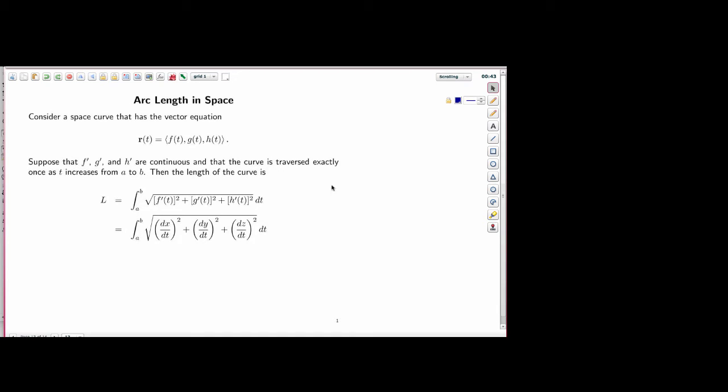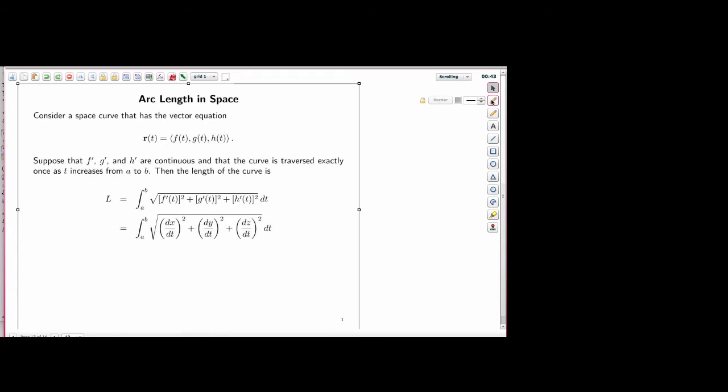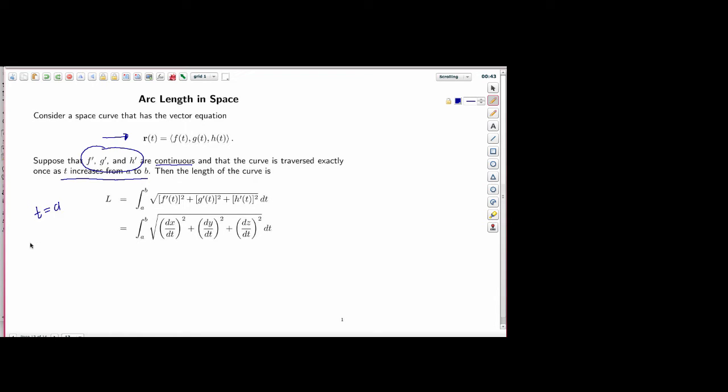In this lesson, we're going to study arc length of space curves. So suppose we have a space curve with vector equation r of t equals f of t, g of t, h of t. And let's suppose that our derivative functions, f prime, g prime, h prime, are continuous functions, and that our curve is traced exactly one time as t increases from t equals a to t equals b.